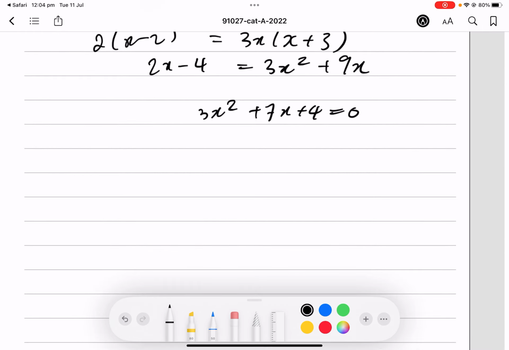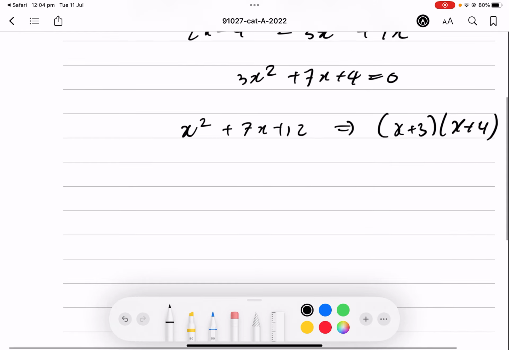Again, we can use the same trick. We have x squared plus 7x plus 12. And this will factor to two numbers that multiply to 12 and add to 7. That would be 3 and 4, of course. So x plus 3 and x plus 4. So therefore, the solution for this question is 3x plus 3 and 3x plus 4.